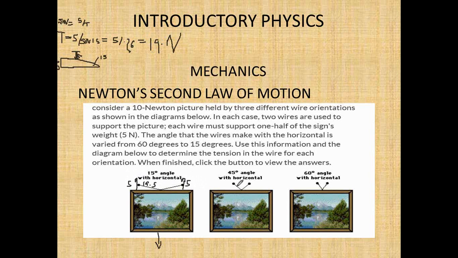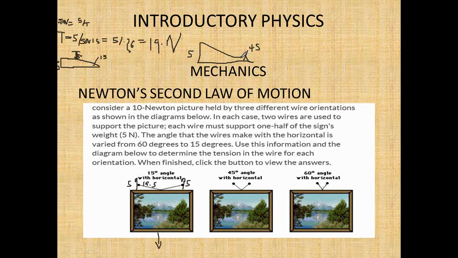Okay, and then you do the same thing for this one. So it's 45 degrees. It's a little strange triangle, don't worry about that. It's 45 degrees. The weight of the frame is still 10 newtons. So the vertical component of the tension is still going to be 5, because the weight of the frame is the same.